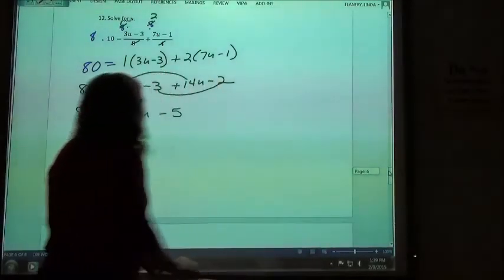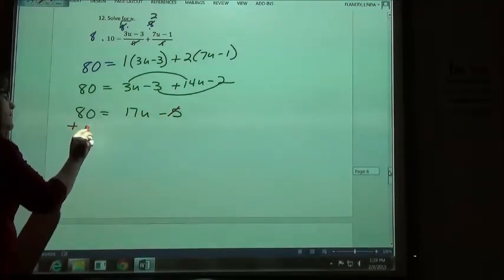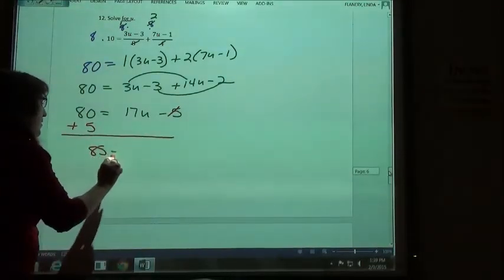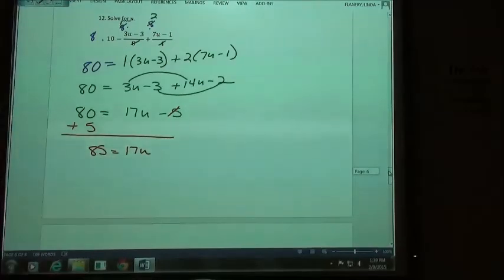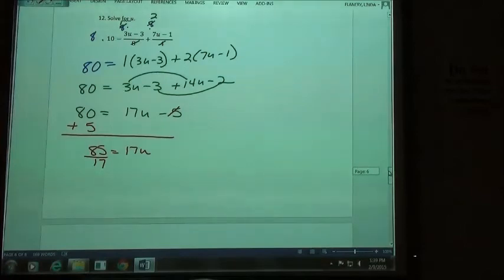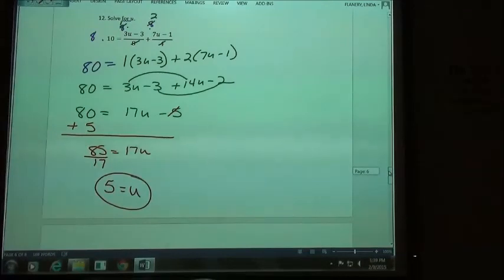So if I want to get the u by itself, what should I do next? Drop the 5. So I'm going to add my 5 when I move it over to the other side, right? 85 equals 17u. And then I'm going to divide. 85 over 17, and that should go in there evenly. 85 over 17 reduces down to 5. And we should get that nice whole number answer on these ones anyway.